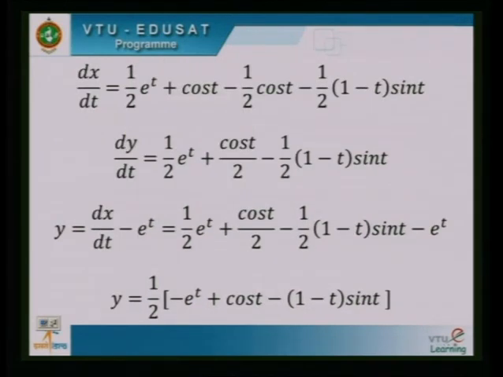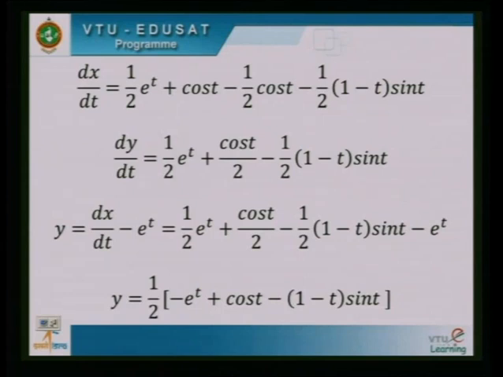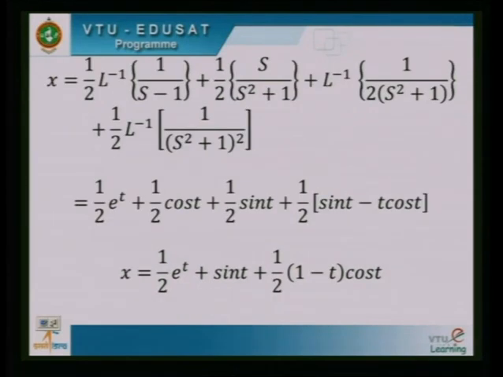Now, after getting x is equal to 1 by 2 e to the power of t plus sin t, plus 1 by 2 into 1 minus t cos t, after getting that x value, you can find out the y value. So we differentiate with respect to t. dx by dt is equal to 1 by 2, which is constant, times e to the power of t, whose differentiation is e to the power of t only, then plus sin t, whose differentiation is cos t, then minus 1 by 2 take common, 1 into cos t, whose differentiation is minus sin t, then minus t cos t is the product of two functions. For t cos t differentiation, cos t is constant, t differentiation is 1, then t is constant, cos t differentiation is minus sin t.